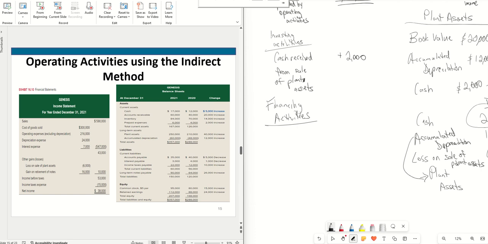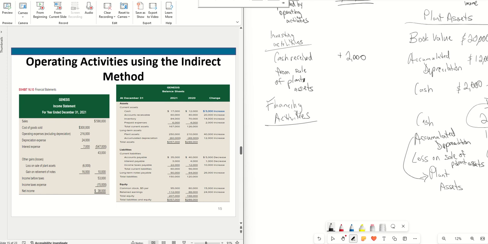So the last component here of the statement of cash flow is the financing activity section. The financing activity section consists of things that are related to funding the business, such as issuing notes, because when you issue a note, you're going to increase your cash account, and you increase your cash account because you took out a liability, so you took out a note. So that's an item that is going to be included in financing activities.